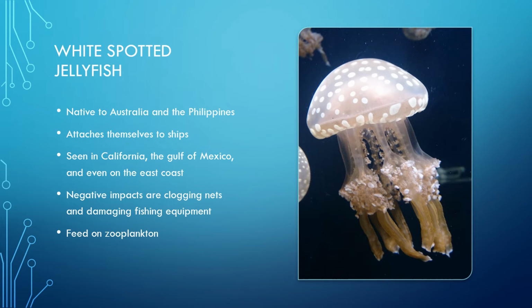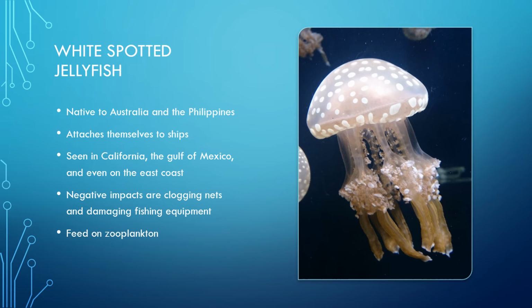So the last example that I have of invasive aquatic invertebrates is the white spotted jellyfish. They are native to Australia and the Philippines. The date of the U.S. introduction was 1981 in California. They attach themselves to ships, which is how they get transported to places. They are invasive in California, the Gulf of Mexico, and the East Coast, but only in small portions so far on the East Coast. There's not a whole lot.